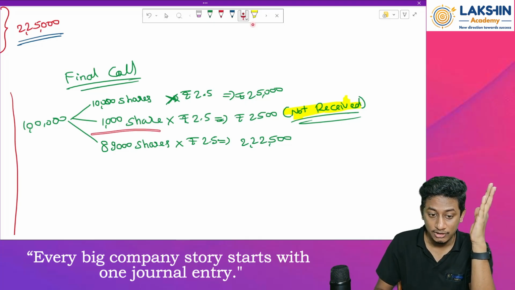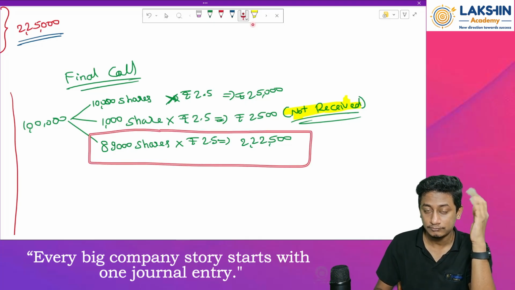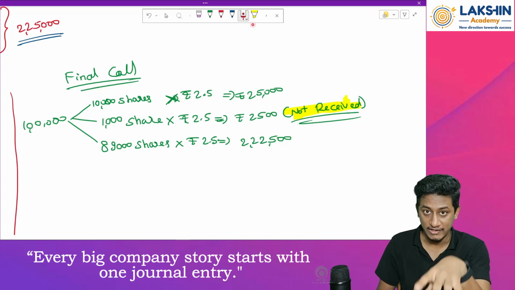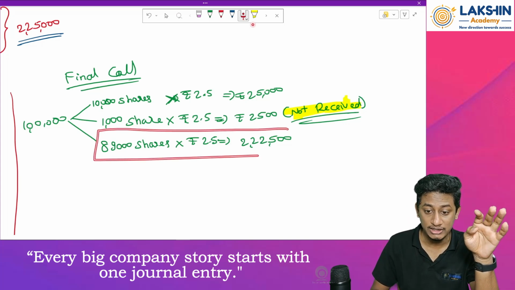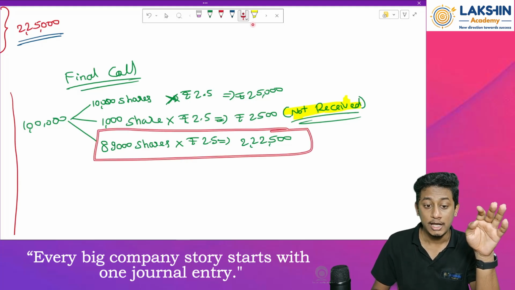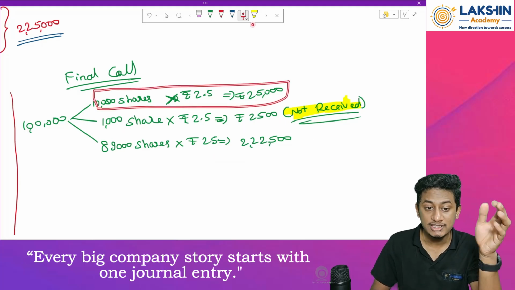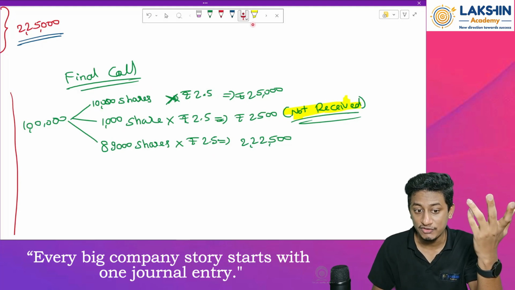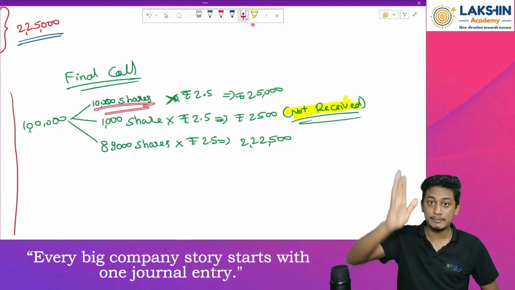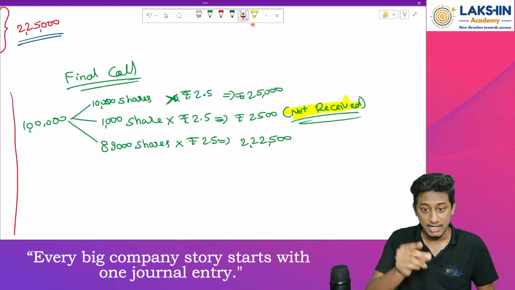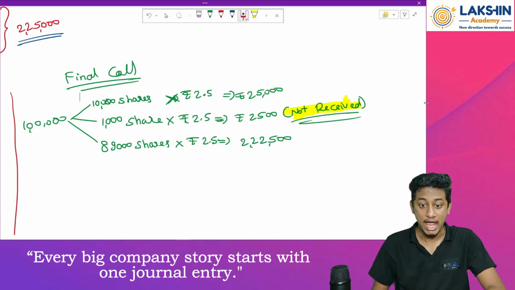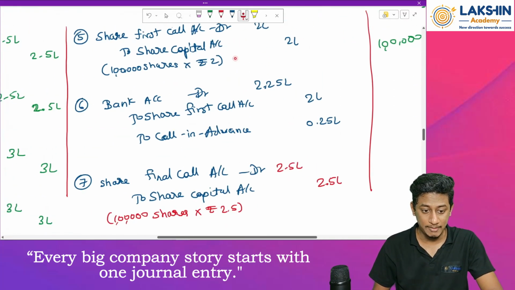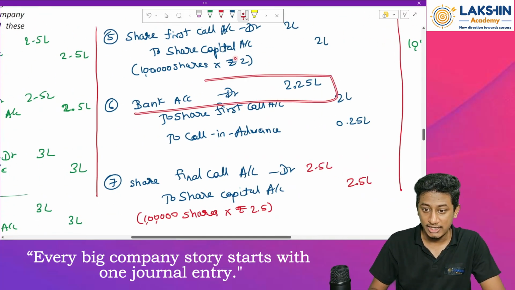I have received only this amount. Currently, on the final call, in the bank account, I have received only this amount. But what about this amount, sir? When was this amount received from 10,000 shares? This guy has paid me during the first call itself. So I did not receive the money again in the bank account. I have already passed the entry here.